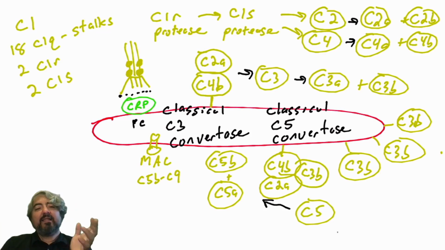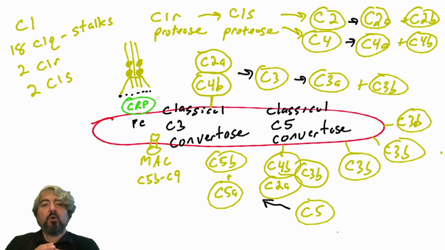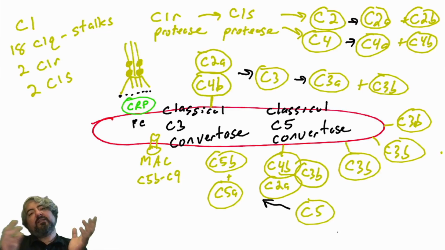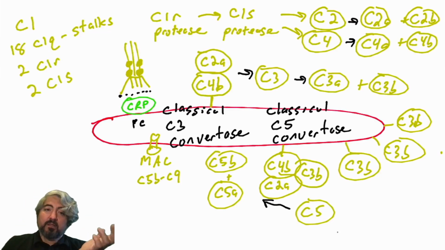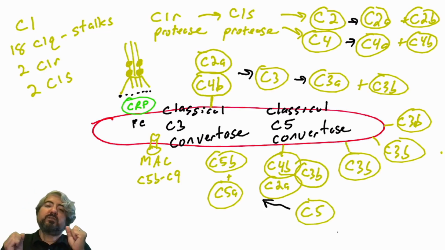So again, the classical pathway was triggered by the production of CRP from the liver, which, if it binds to phosphorylcholines on pathogens, will start this chain reaction using the C1 molecule, leading to the formation of the classical C3 convertase, which can lead to the formation of the classical C5 convertase.